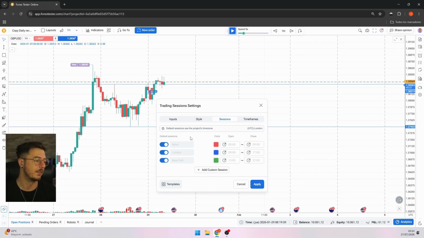But these are the times that they start and finish more or less, and they finish at the time where it says close. Let's say the Asian closes at 9 o'clock, the London session closes at 5 o'clock, and the New York session closes at 10 o'clock, all based on London time zone.